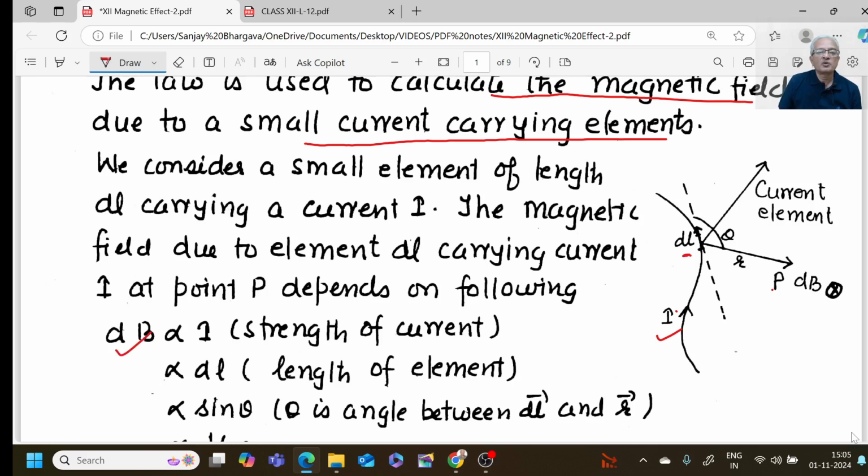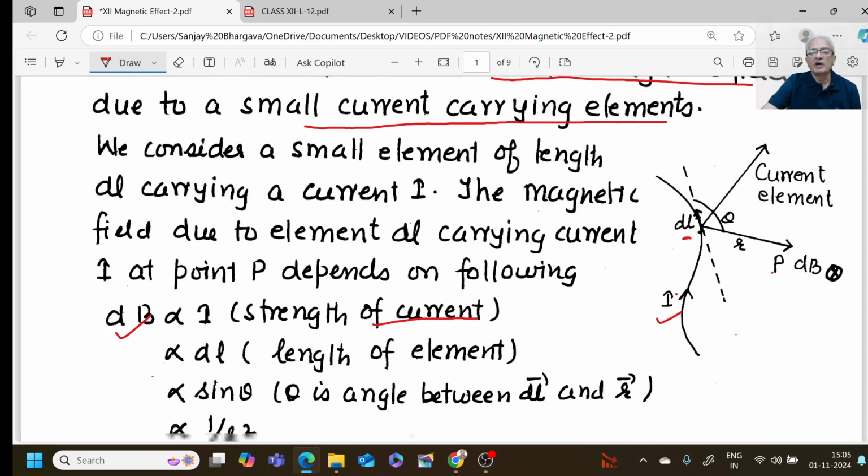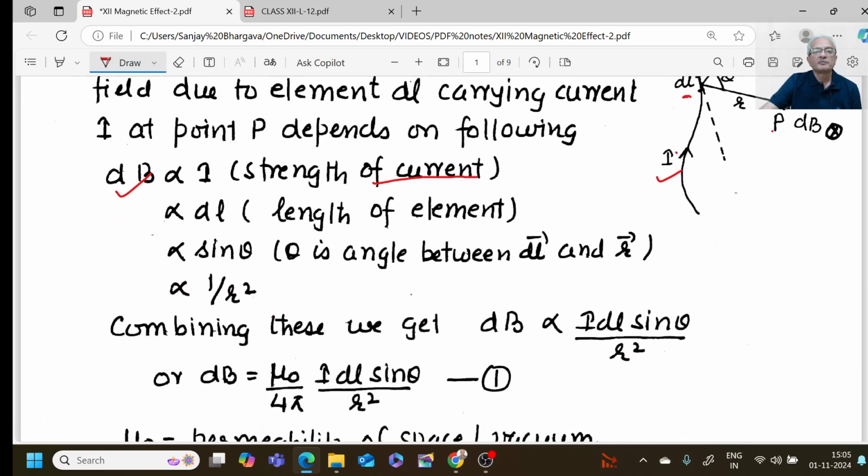dB is proportional to I, that is the strength of the current. More is the strength of the current, more would be the value of a magnetic field. dB is directly proportional to dl, that is the length of the element. More is the length of the element, more would be the strength of magnetic field. dB is proportional to sine of angle theta, where theta is the angle between dl vector and r vector.